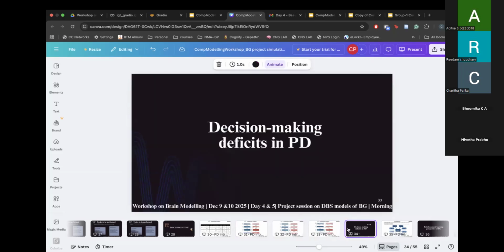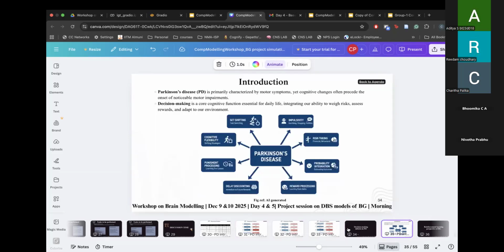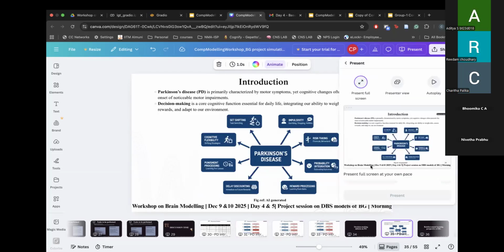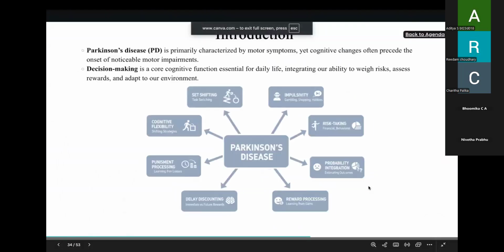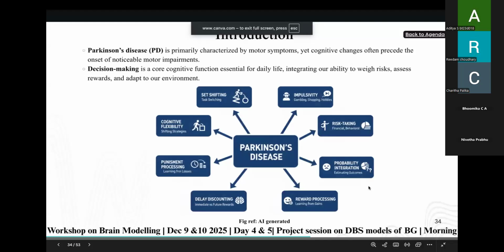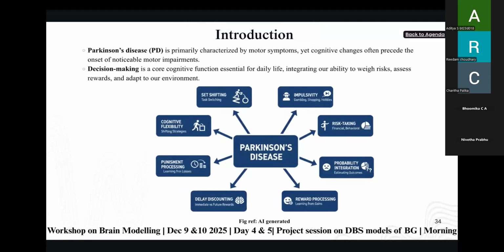Okay. Now going to the second part of the project, which is decision-making deficits in Parkinson's. Apart from motor symptoms, decision making is also impaired in Parkinson's patients. Decision making can be affected in different ways, and as I mentioned before, it is very integral for daily life. What are the actual deficits you end up seeing? The first one is impulsivity. They show a lot of gambling disorder and end up losing a lot of money in gambling.